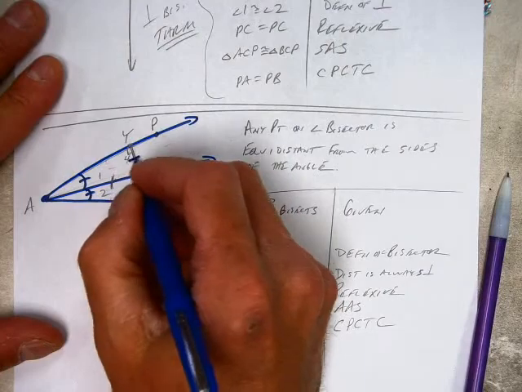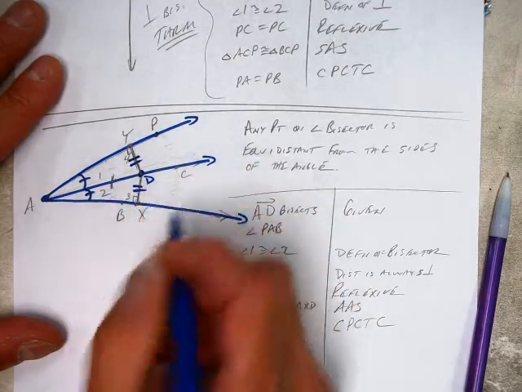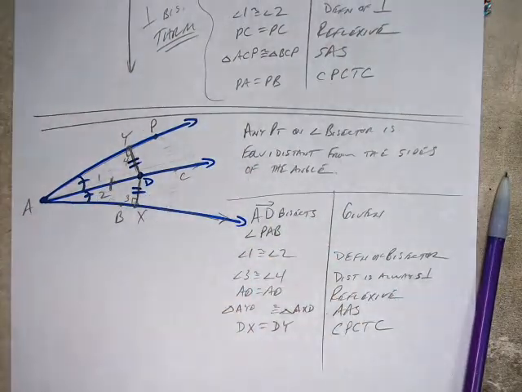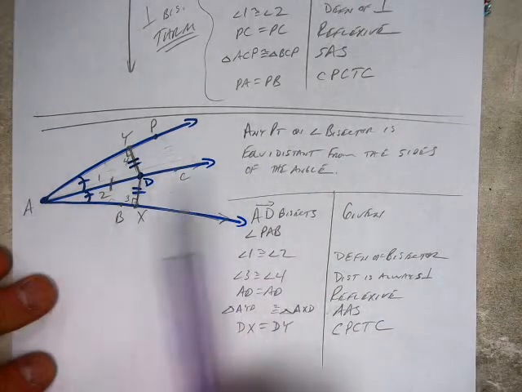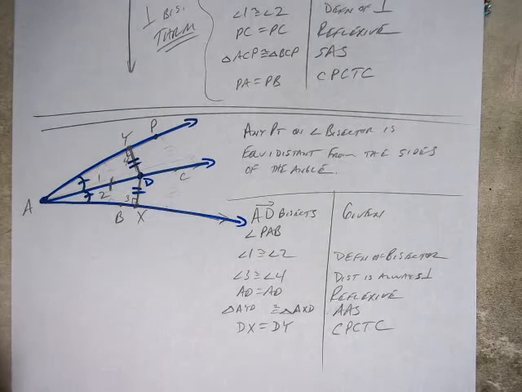Okay? So basically, long story short, any point on an angle bisector is always equidistant from the sides of the angle. If it's on the angle bisector, it's equidistant from the sides of the angle. Okay? So let me find an example to do here real quick for you, and then I'll give you a very short assignment. We'll move on.